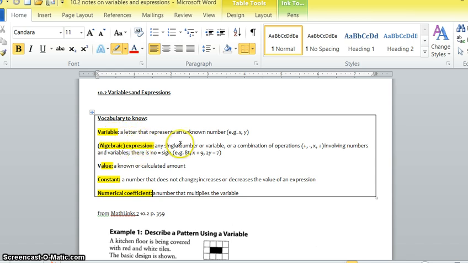A variable is a letter that represents an unknown number. So the examples I gave you were x and y. Those are the most common ones used in algebra. Remember, you can have any variable, but it represents an unknown.